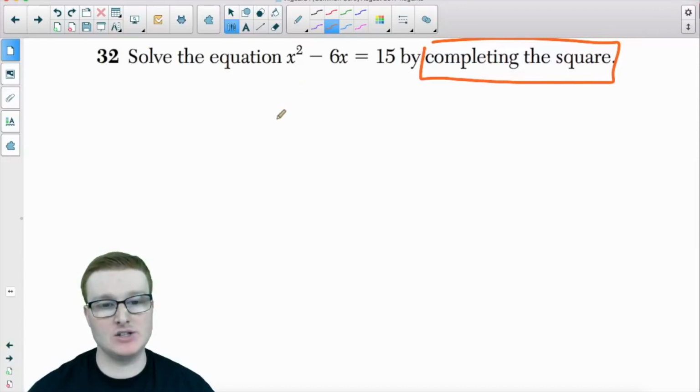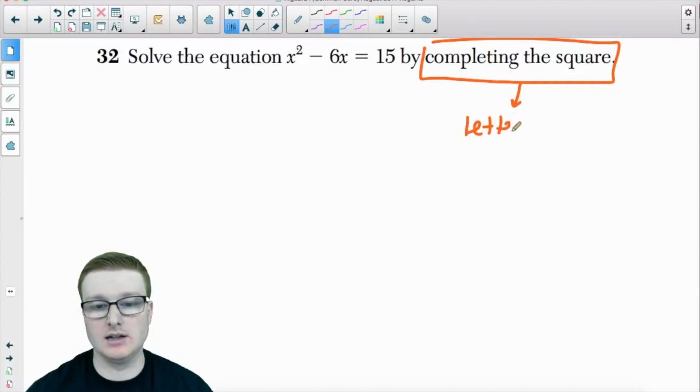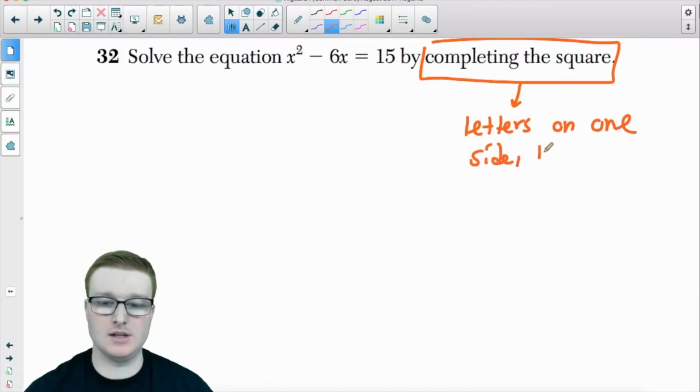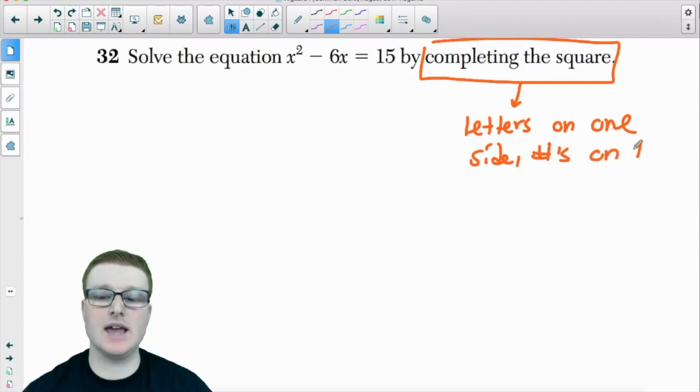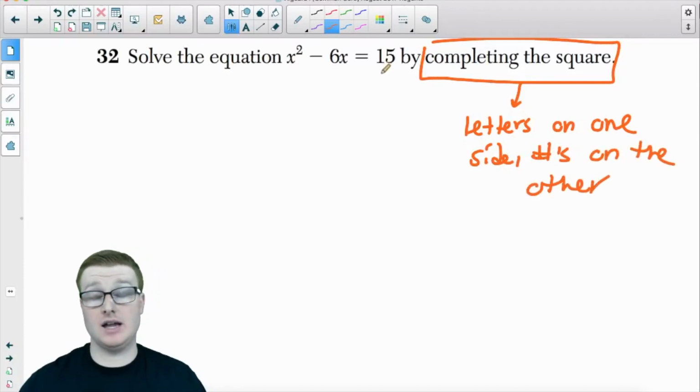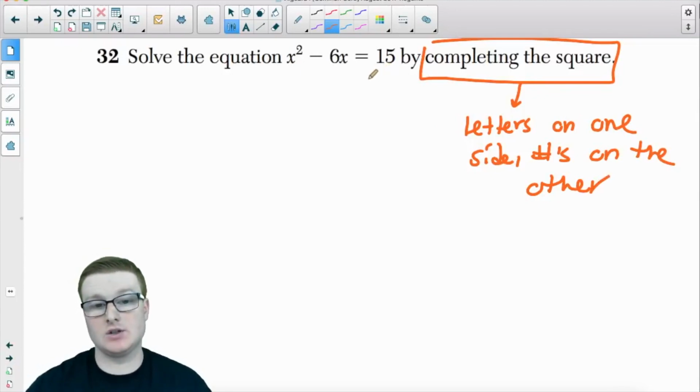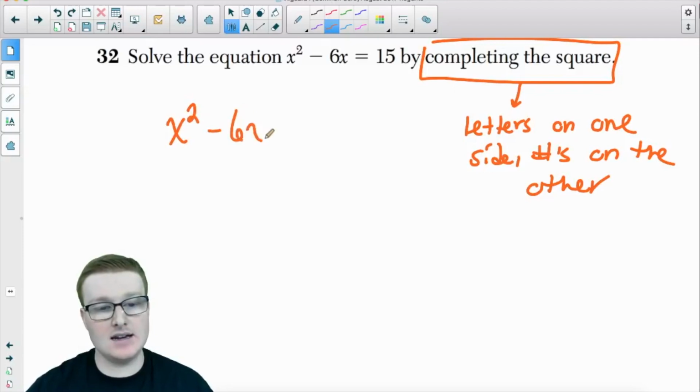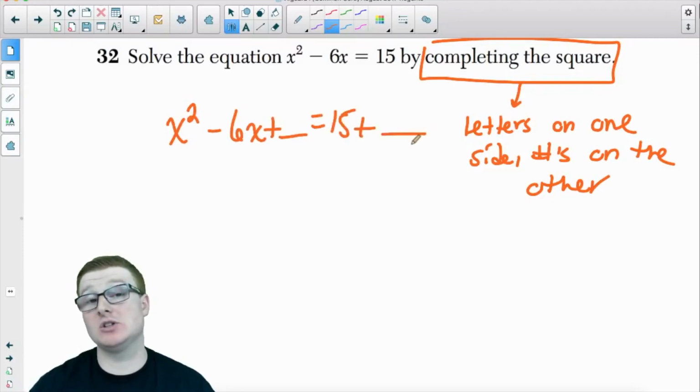So what we're going to do is we need to keep letters on one side, numbers on the other side. So for completing the square, letters on one side, numbers on the other. So in this case, we're good. Letters on this side, numbers on the other side. That's fine. Because remember, we need to now add in an extra term on both sides of the equation, because what you do to one side of the equation, you must do to the other.